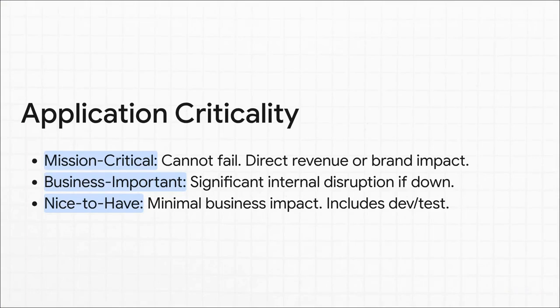First up, you've got your mission-critical apps. These are the crown jewels, right? Your e-commerce site, your core transaction systems. If they go down, you are literally losing money and customer trust by the second. Then you have business-important apps. An outage here causes a lot of internal pain. Think of an internal analytics dashboard or an HR system. It's super disruptive for sure, but it's not a public-facing fire. And finally, you've got the nice-to-haves. This is stuff like your dev and test environments. If they go down, it's an annoyance for the team, not a crisis for the company.